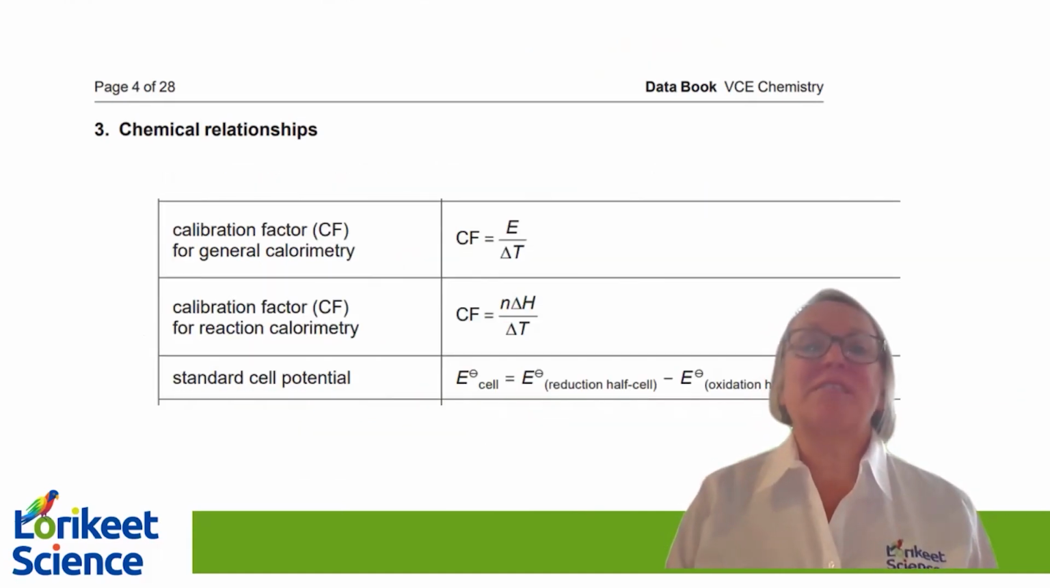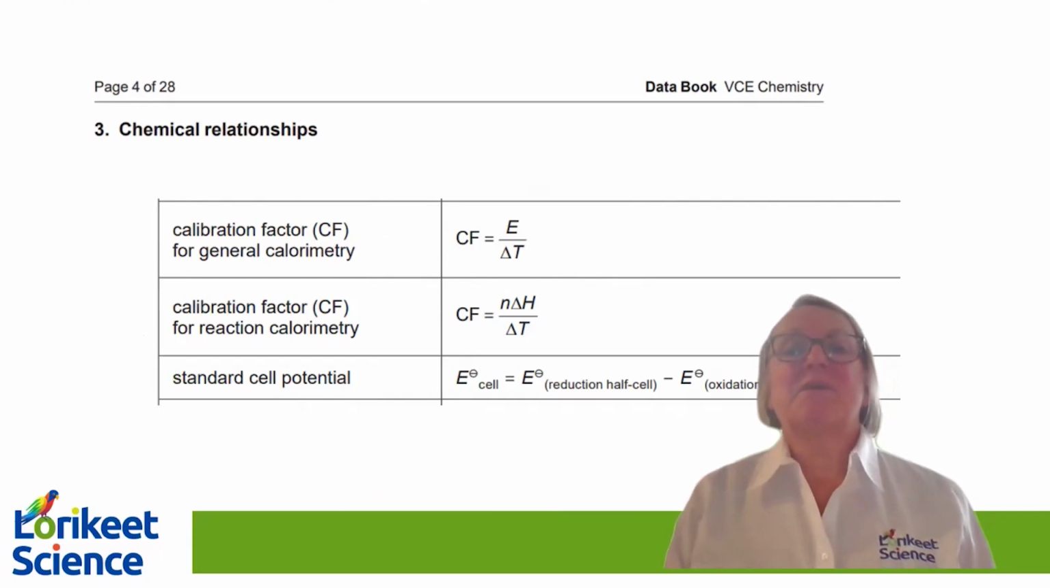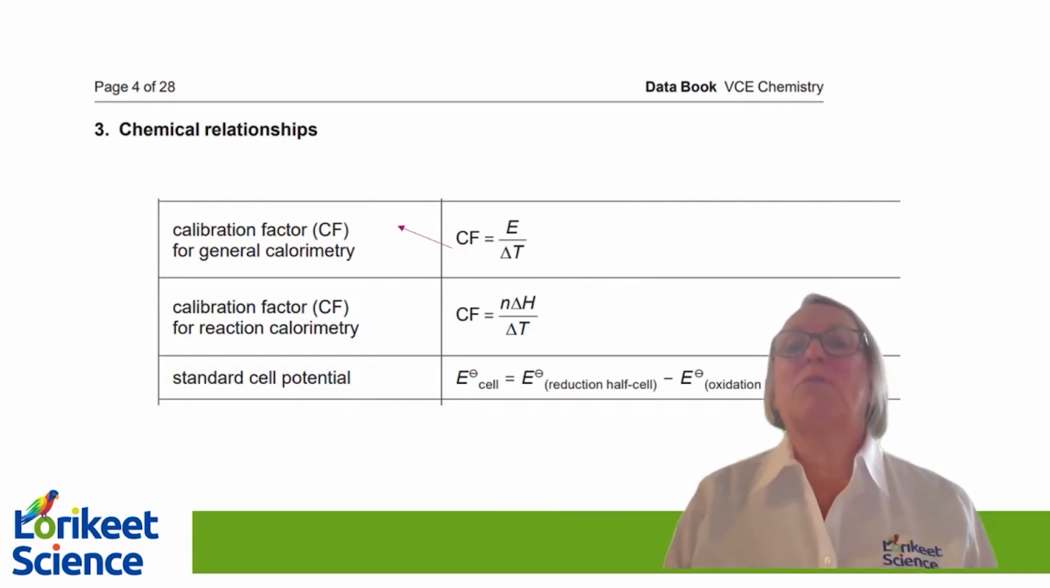Calibration factor, or CF, it's a single term here, equals the energy divided by the delta T, the change in temperature. That's for general calorimetry. Or what we could do is call that electrical calorimetry. It's either in joules or kilojoules per degree Celsius, depending on what the unit of energy is. So that's joules or kilojoules, divided by the temperature change, which is in either degrees Celsius or Kelvin.